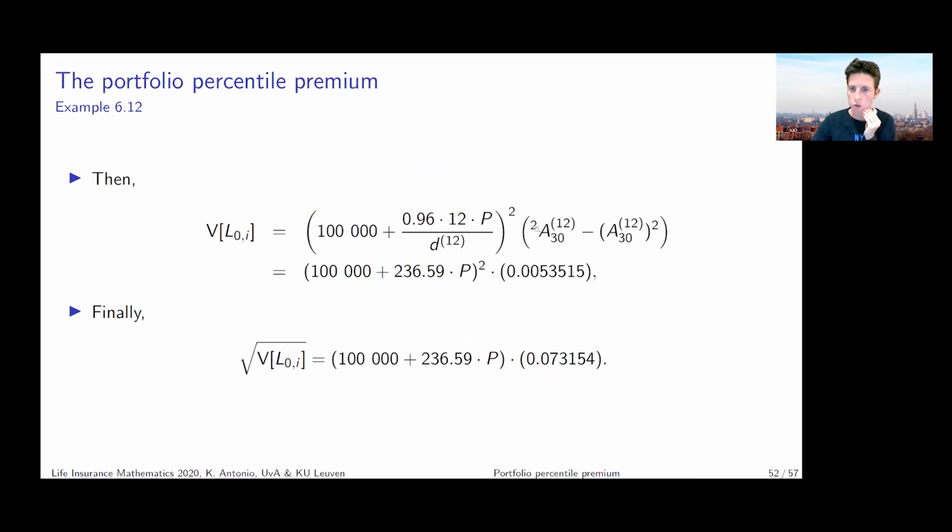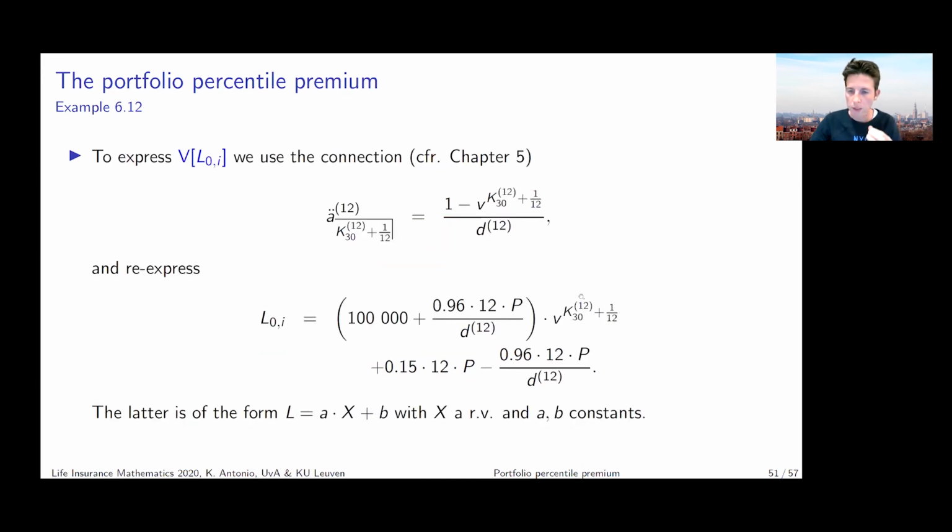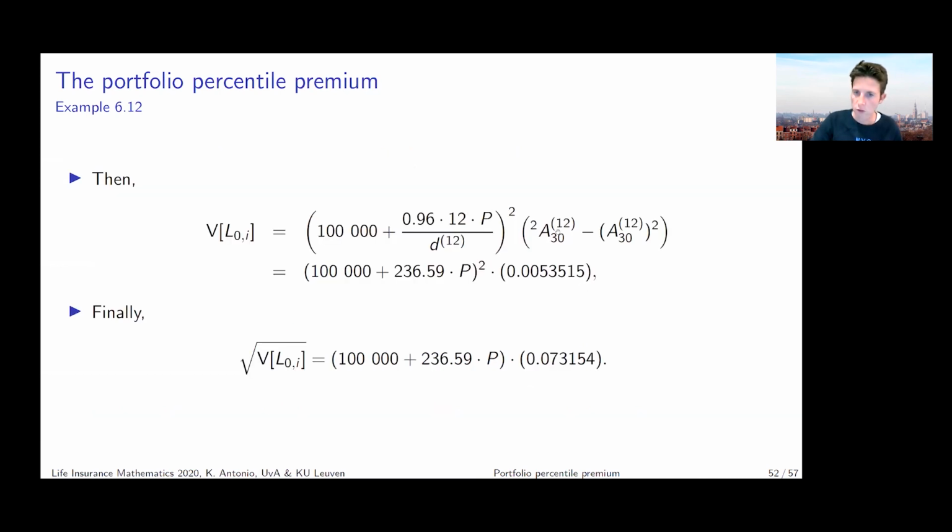So I get my constant squared, and here you recognize the variance of the present value random variable of a whole life insurance that pays at the end of the month. And why do I end up with this term over here? That's because if I look at v to the power of the curtate future lifetime expressed in months plus 1/12, then I'm actually looking at the present value random variable of a life insurance that pays at the end of the month of death, right? So we learned in chapter 4 how to calculate this variance.